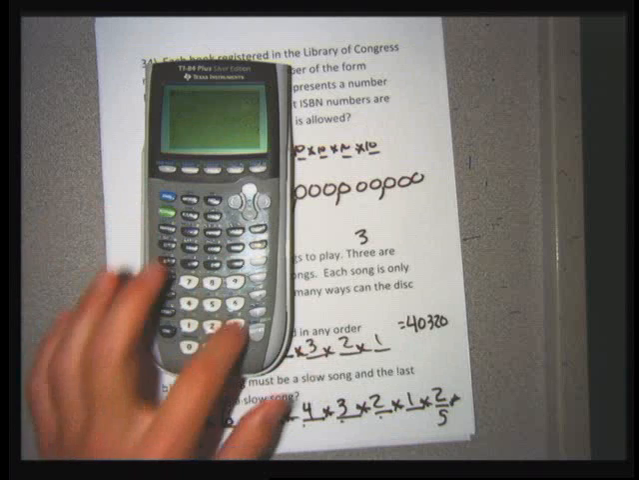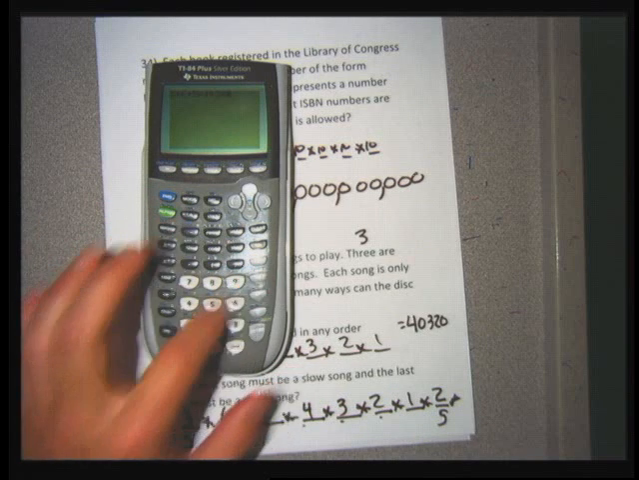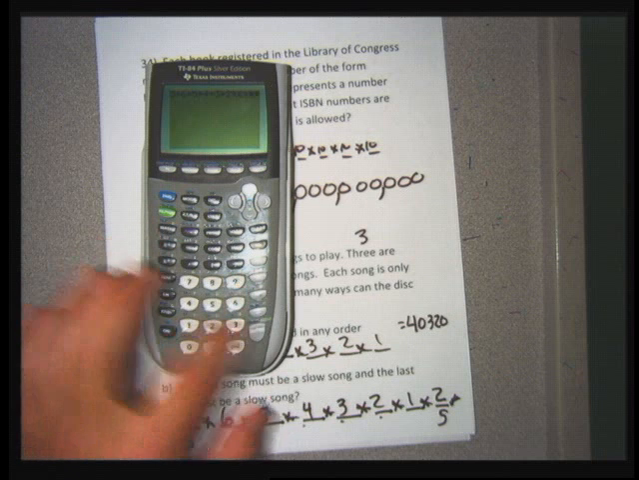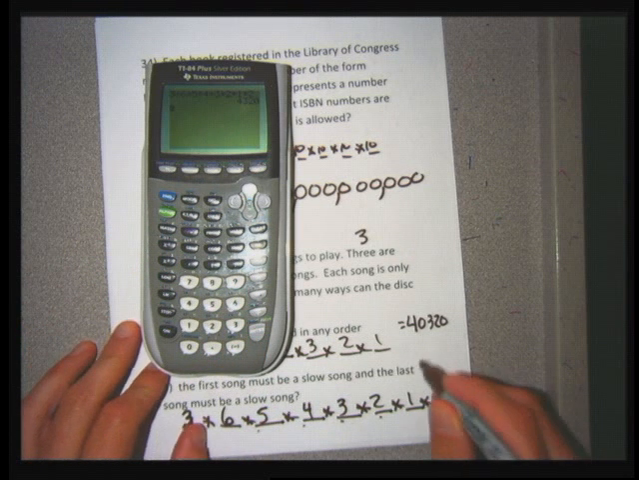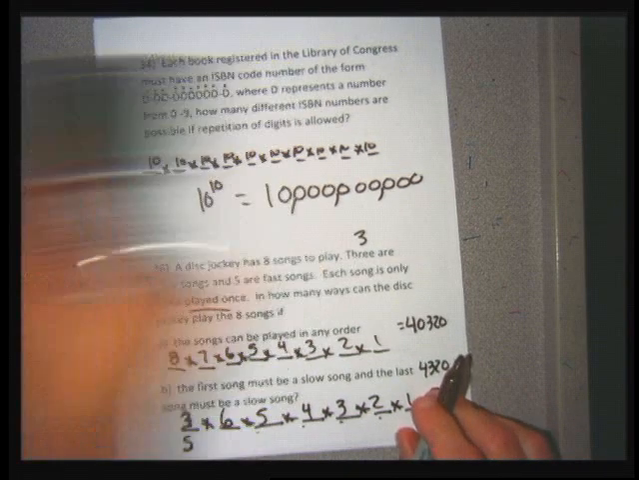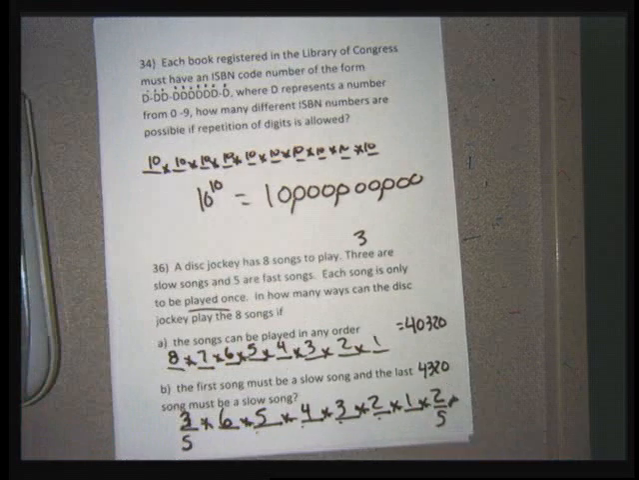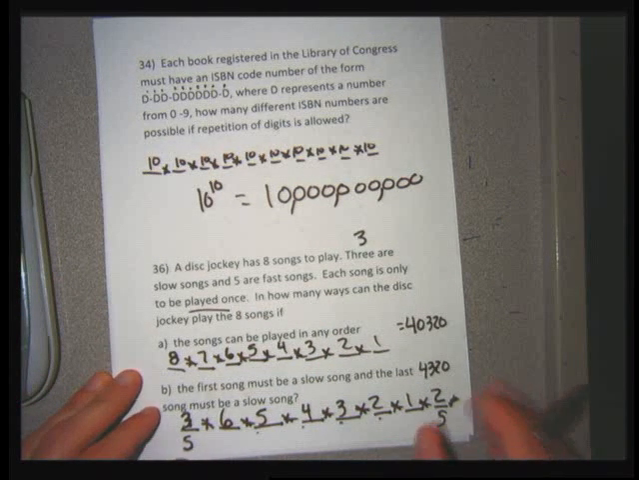So this is going to be 3 times 6 times 5 times 4 times 3 times 2 times 1 times 2, and I get 4,320. So having that restriction, making the first and last songs slow, there's only 4,320. Less, like 90% less ways.